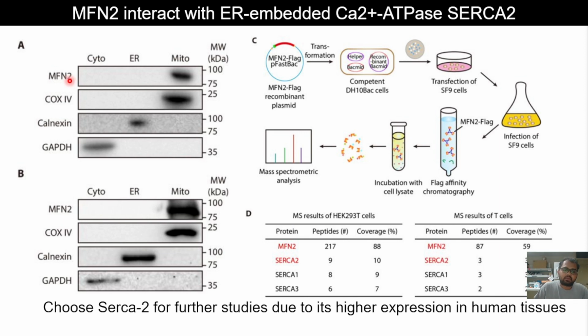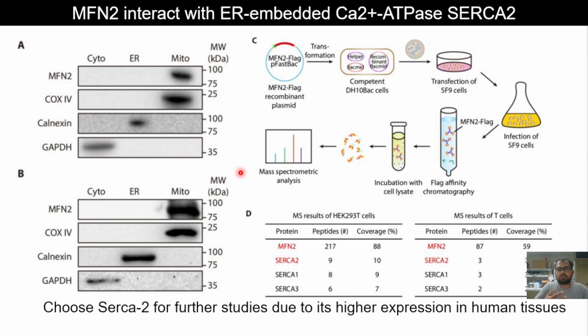To know that, they checked for the expression of this MFN2 in the cytoplasm, ER, and the mitochondrial lysates of CD8 T cells, and they found that in the ER associated lysate they did not find the expression of MFN2, although there was the expression of calnexin, which suggests that this is the ER lysate.